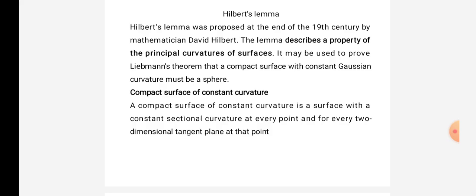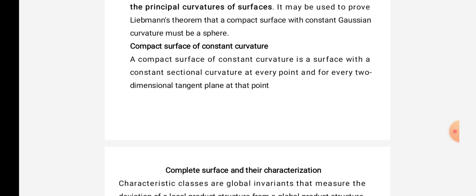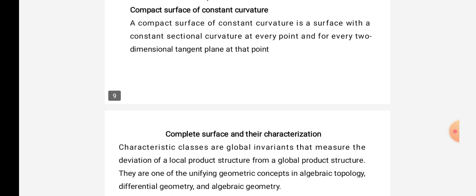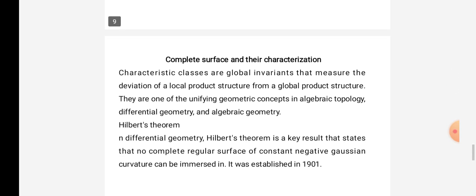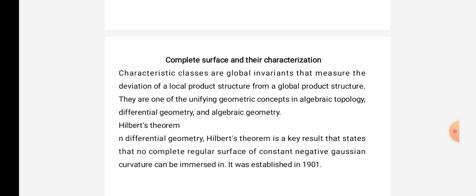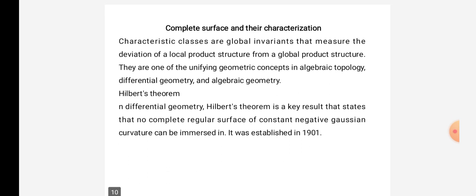Compact surface of a constant curvature. A compact surface of a constant curvature is a surface with a constant curvature at every point, and for every two-dimensional tangent plane at the point. Complete surface and their characterization. Characteristic classes are global invariants that measure the deviation of a local product structure from a global product structure. They are one of the unifying geometric concepts in algebraic topology, differential geometry and algebraic geometry.